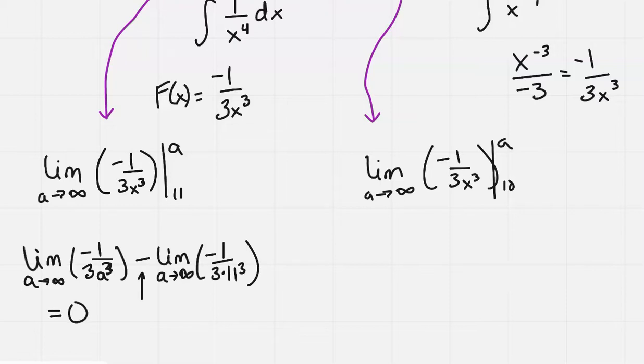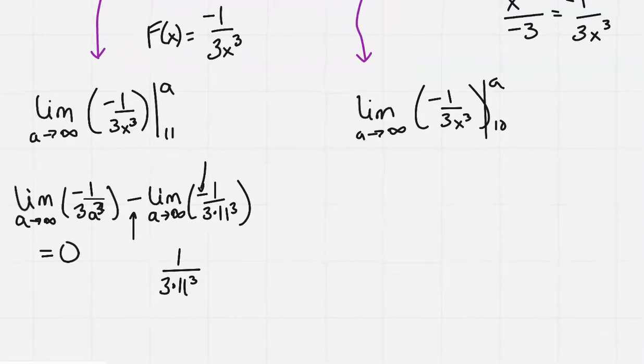The subtraction sign and the negative sign make a positive, so this becomes 1 over 3 times 11 cubed, which is approximately equal to 0.00025. And we'll do that for the right side as well. So we have the limit. Again, don't go throwing infinity to the third power or anything there.